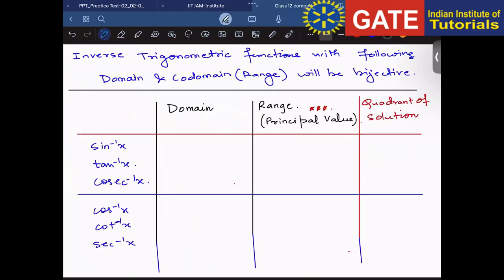Inverse trigonometric functions with the following domain and codomain will be bijective. Now, for sine inverse x, tan inverse x, and cosecant inverse x, the quadrant of solution will be the first and fourth quadrant. Whatever their answer is, it should lie in the first or fourth quadrant. And for cos inverse x, cot inverse x, and secant inverse x, what should be the quadrant of solution? First and second quadrant.